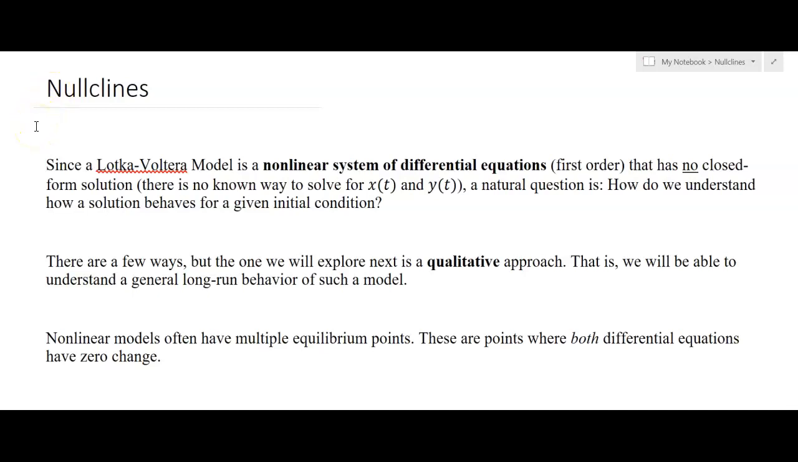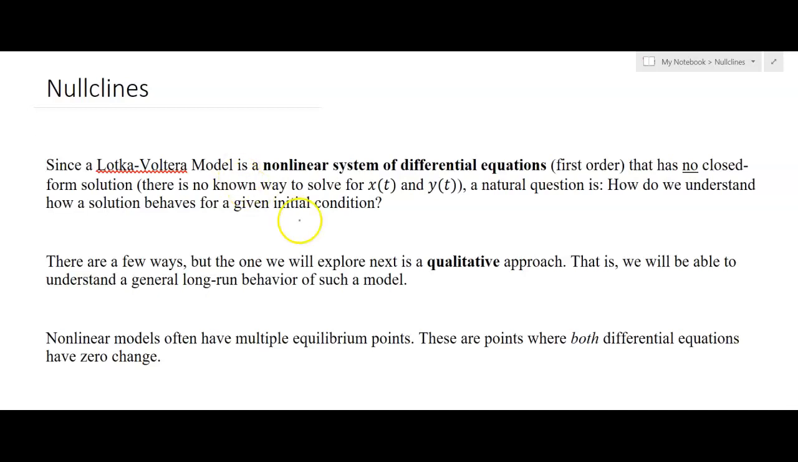Hello and welcome. In this video lesson we are going to take a look at the idea of nullclines. Nullclines are a way for us to better understand what's going on in the phase plane of a nonlinear system of differential equations. In particular, one that is homogeneous, in other words, that doesn't depend on time but depends only on the values of the dependent variables. That is, the rates only depend on those.